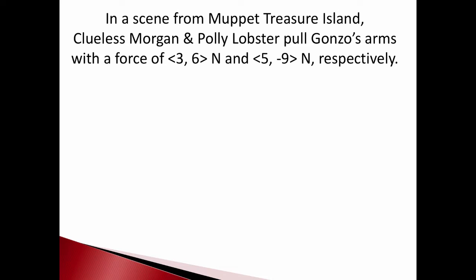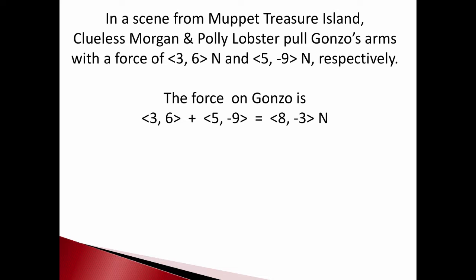But let's suppose that they're pulling on his arms with a force of 3 comma 6 newtons and 5 comma negative 9 newtons. And again, force is really a vector, as you would have seen from physics probably. So the resultant force would be what you'd get if you just added these two vectors together. So the force on Gonzo is what we get when we add the vector 3 comma 6 to the vector 5 comma negative 9, and all together we get 8 comma negative 3 newtons.